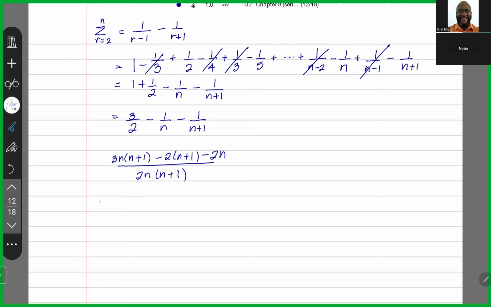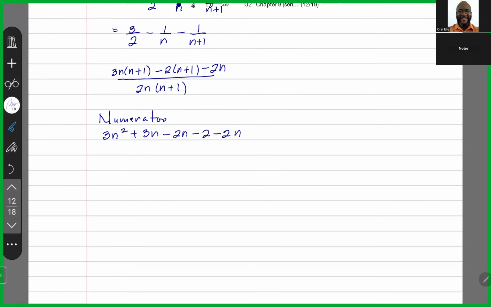Simplifying the numerator, so I'm only looking at the numerator now. We have 3n squared plus 3n minus 2n minus 2 minus 2n. We're going to end up with 3n squared, 3n minus 4n is minus n, minus 2. I think we'll be able to factorize this.